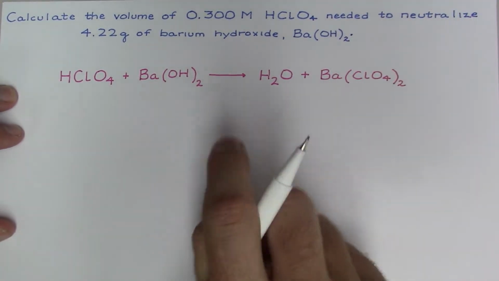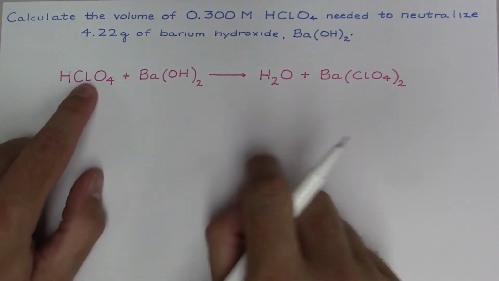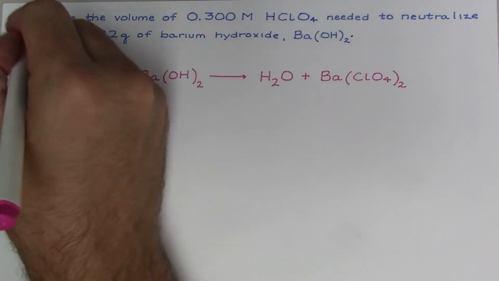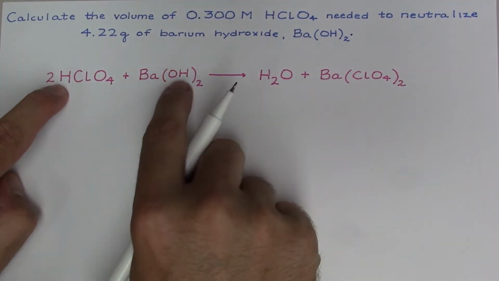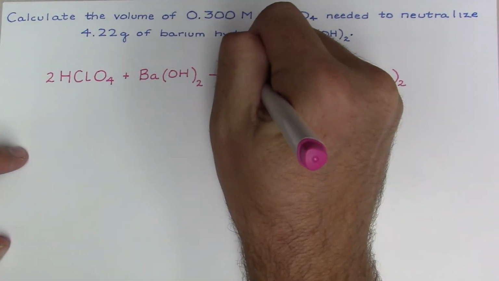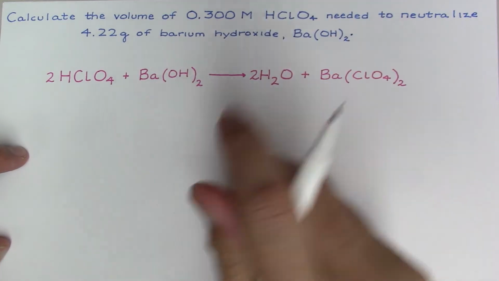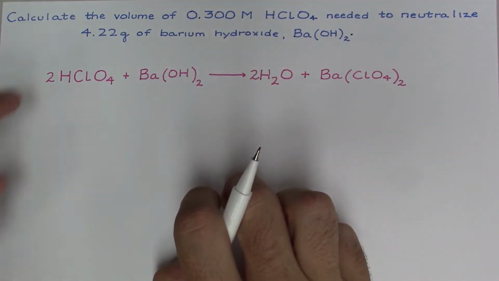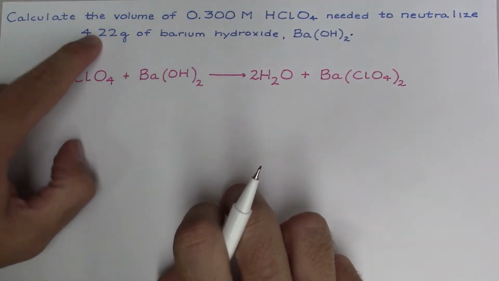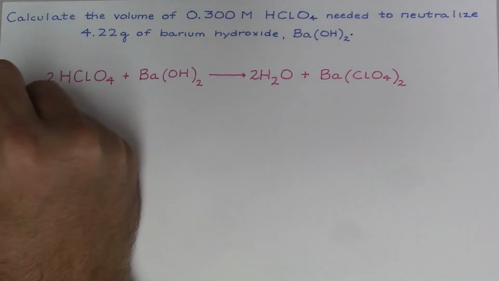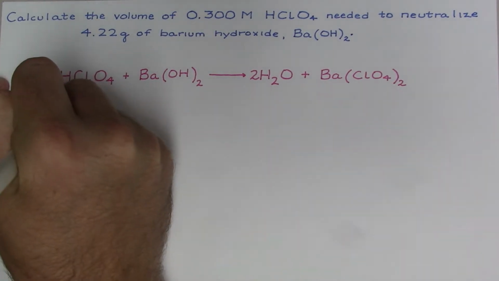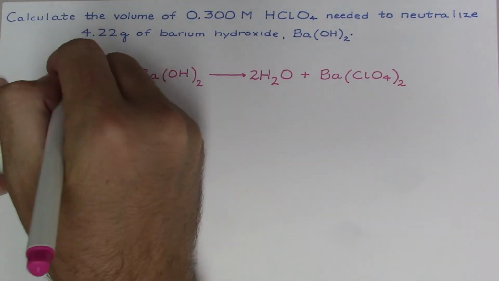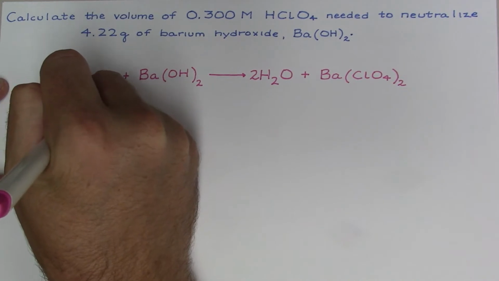The issue now is that our equation is not balanced. We need two perchlorates, so we can put a 2 before our perchloric acid. Now we are going to need two waters, and so we have a successfully balanced chemical equation. The first thing that we want to do is start with our 4.22 grams of barium hydroxide. This is the species that is acting as our base, and one that we can get to moles fairly easily.